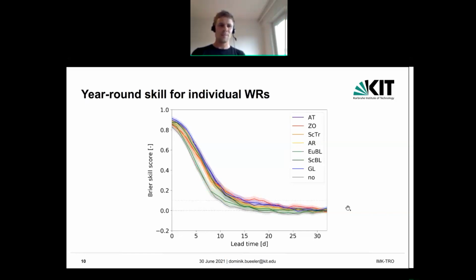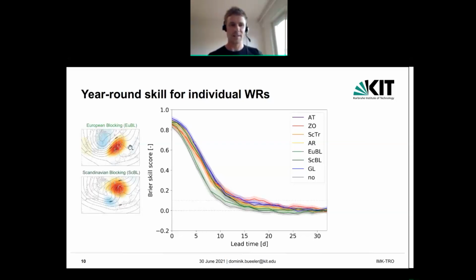The next important step is to look at, again, the year-round skill, but for individual regimes. This is what you see here. And the most striking result I will mention first. This is basically this light green line, which is the European blocking skill. You see this drops fastest and also reaches the shortest skill horizon compared to all the others. And it's also interesting that the skill horizon is much shorter than for the Scandinavian blocking, which is strongly related.